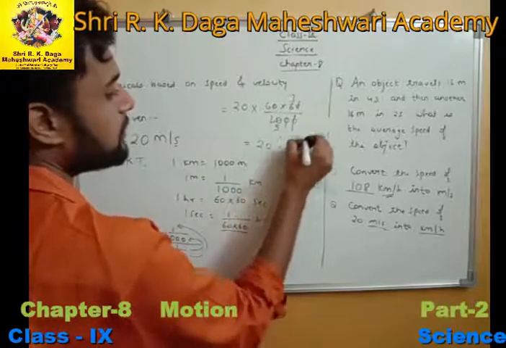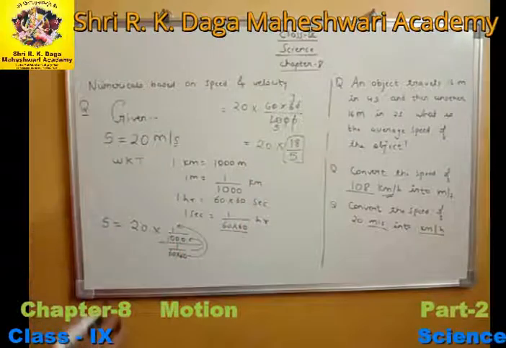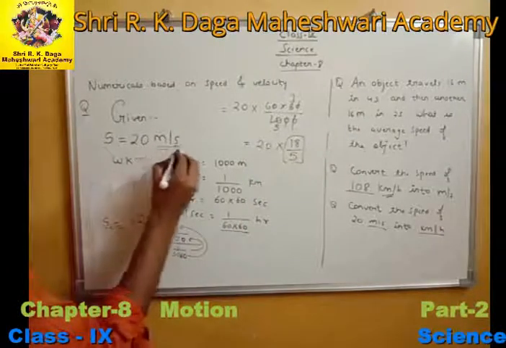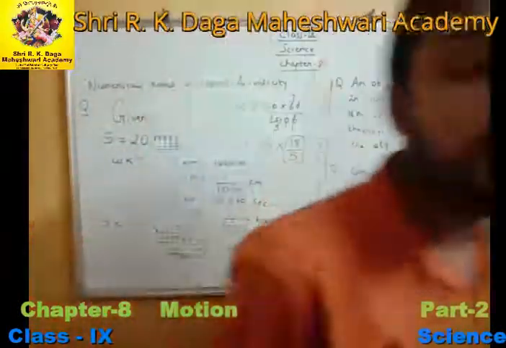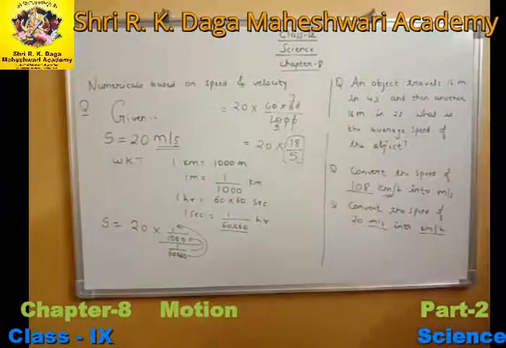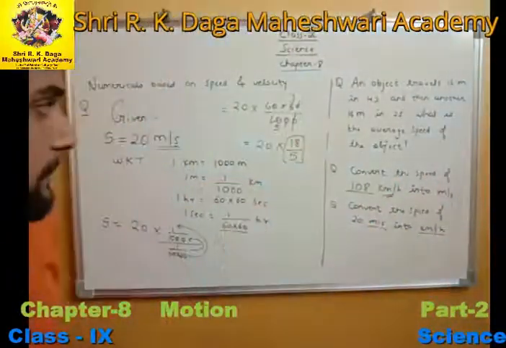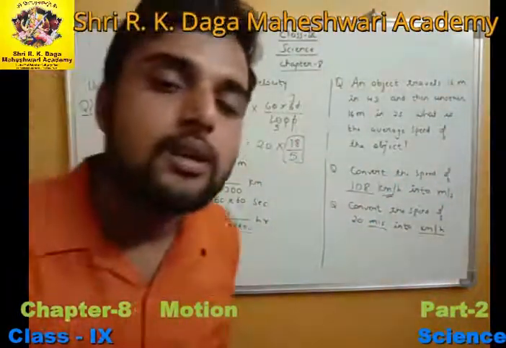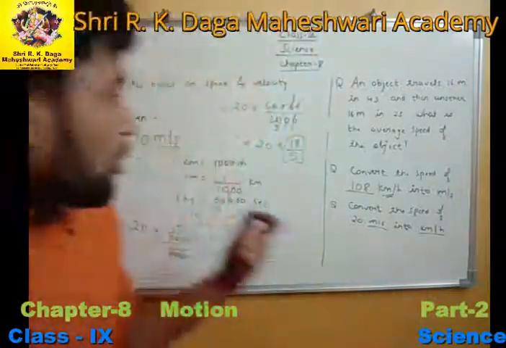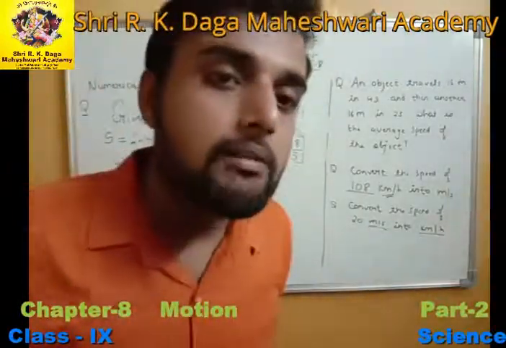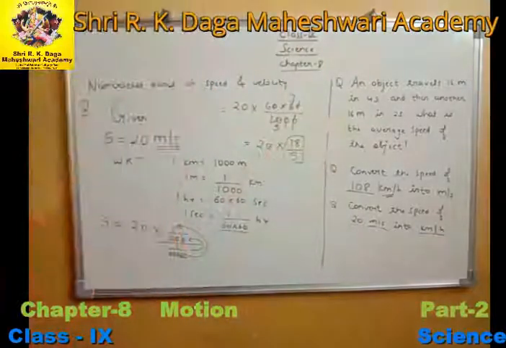So from here what do we conclude? That whenever we have to convert the speed given to us in meter per second into kilometer per hour, then we have to multiply that speed with 18 by 5. When converting kilometer per hour to meter per second, multiply by 5 by 18, and when converting meter per second to kilometer per hour, multiply by 18 by 5.